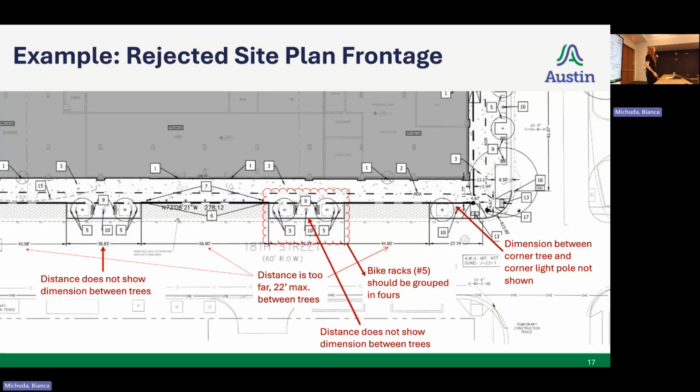This is an example of a rejected site plan frontage. It has been redlined just for this presentation. Starting on the left side of your screen, look at the lack of dimensions for the trees. You can see the spacing between each of those trees is missing, and there are other comments of that same nature, as well as the distance that is not shown between the trees and each of those groups, as well as the bike rack. It's really hard to see, but this number 5 is calling out 2 bike racks, where there should actually be 4. And lastly, this is calling out the connection between the tree and the light pole in the corner, which is also not shown.